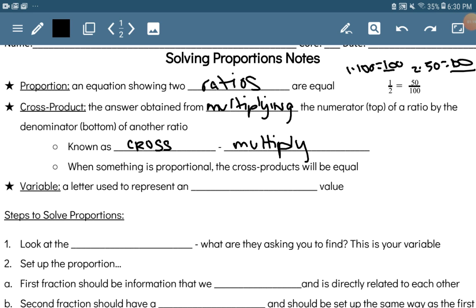The final thing that I want to remind you about is that a variable is a letter that we use to represent an unknown value. So in math class, when we don't know a number, we represent it with a letter.